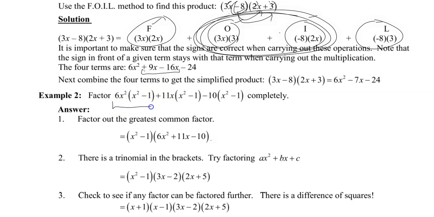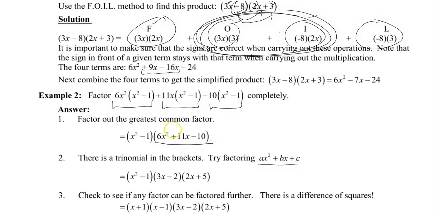So this is a term. This is a term. This is a term, right? There are 3 terms. If you take this and multiply it by each of these, you'll get 6x squared times x squared minus 1 plus 11x times x squared minus 1 minus 10 times x squared minus 1. Okay, this is a trinomial, right? And it's of the form ax squared plus bx plus c.